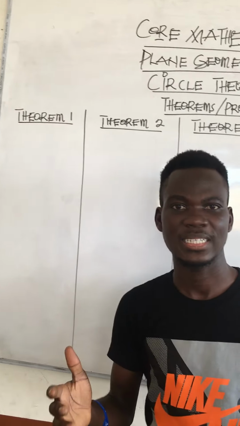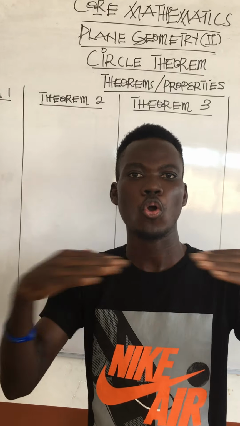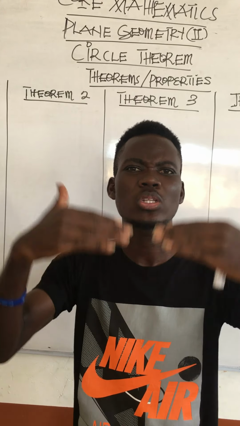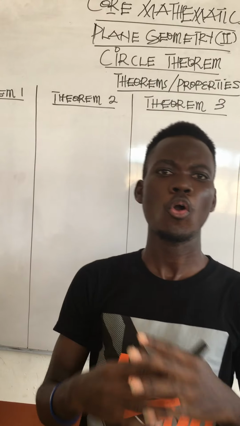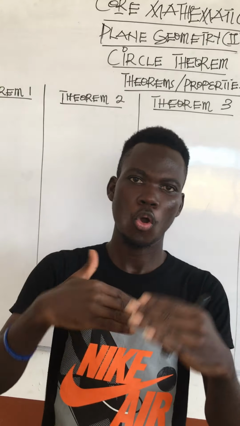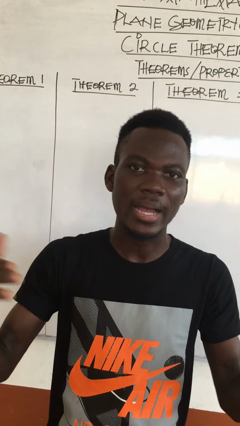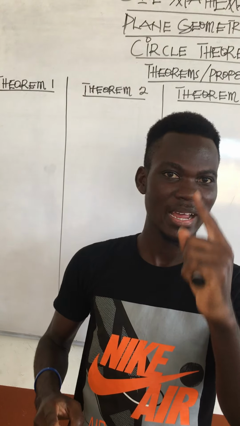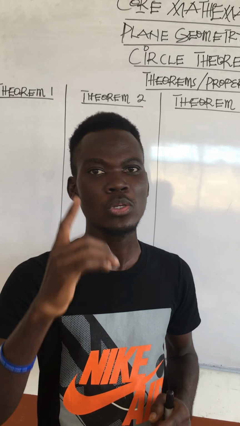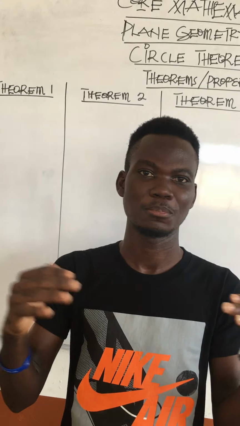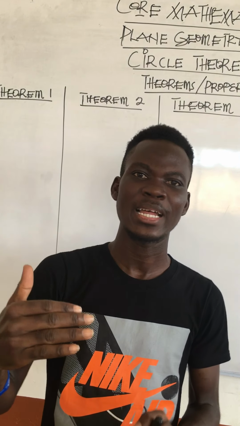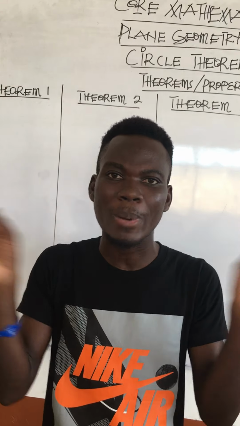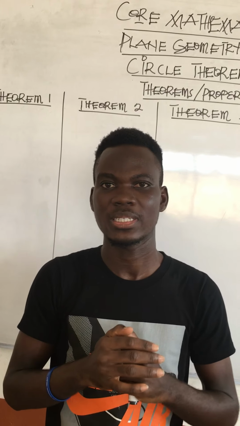Now with that, let's start with the first theorem. In circle theorem we have the chord. Since we are looking at the circle, we also have to know what a chord is. A chord divides the circle into two unequal parts. A chord does not divide the circle into two equal parts. Note that. It's only a diameter that divides the circle into two equal parts, passing through the center. A chord is drawn from any point on the circumference to another without passing through the center of the circle.